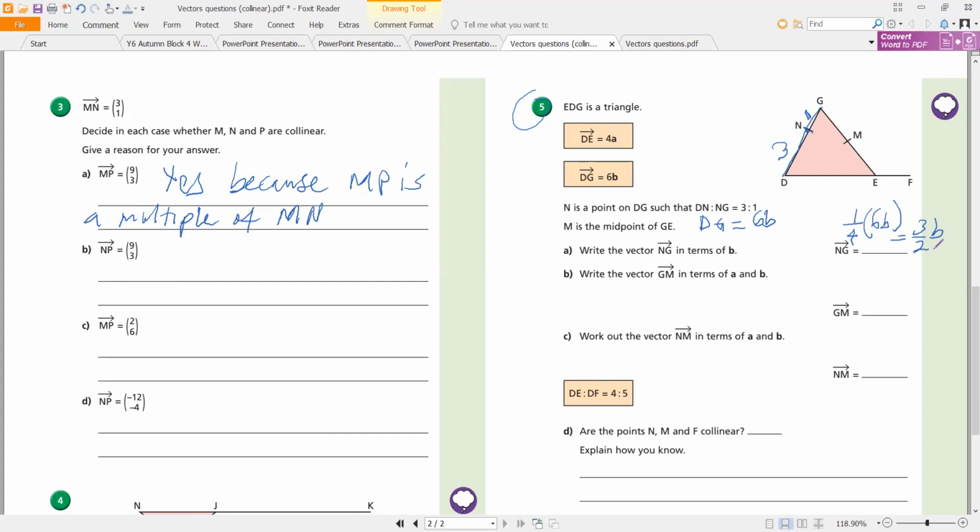Write the vector GM in terms of A and B. Remember, I'm going to draw this out and explain it properly so that you understand. This is D, this is G, and this is E. Now, vector D to E is 4A. Vector D to G is 6B. Before you do anything, you need to find this vector, vector G to E.